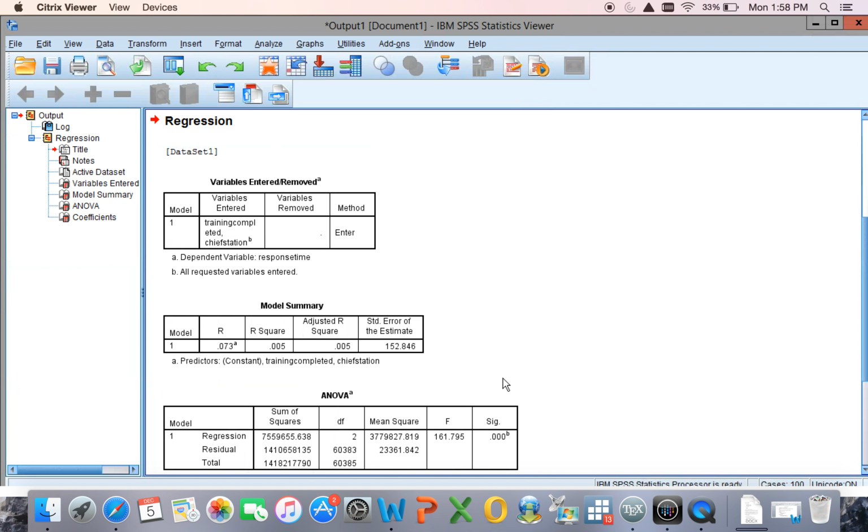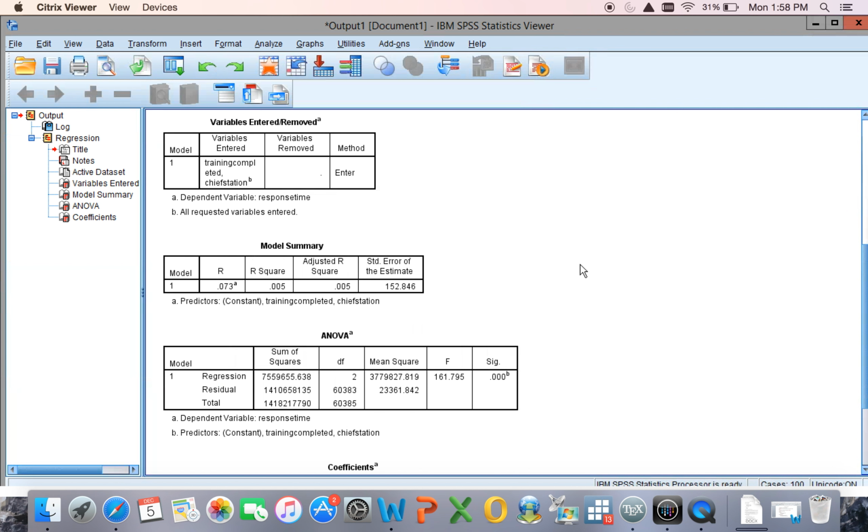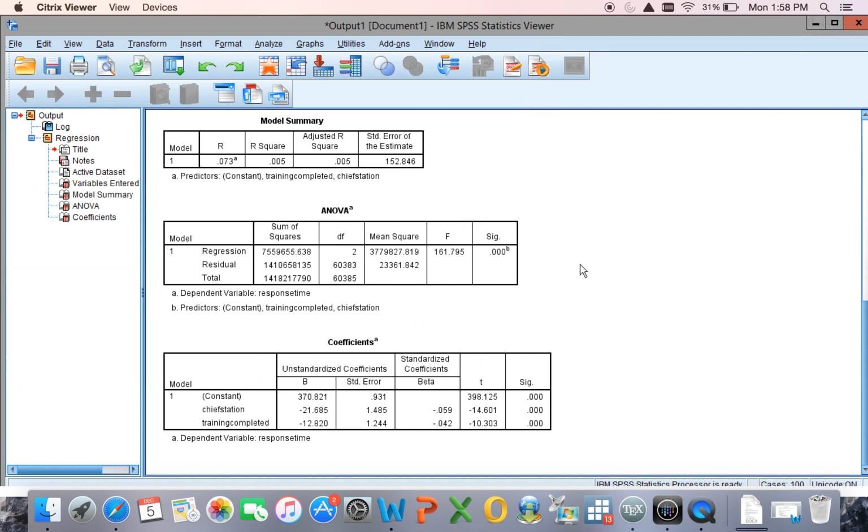And you hit OK. You see that our adjusted R squared is very small, 0.005, or 0.5% of the variation in response time can be explained by whether or not a chief's at the station and training was completed or not. So there are many other factors that will affect response time.